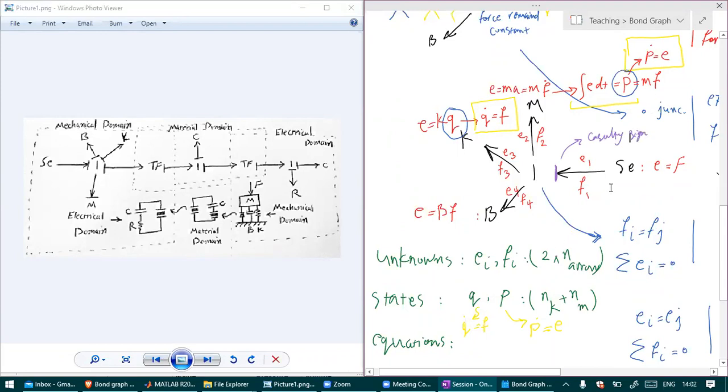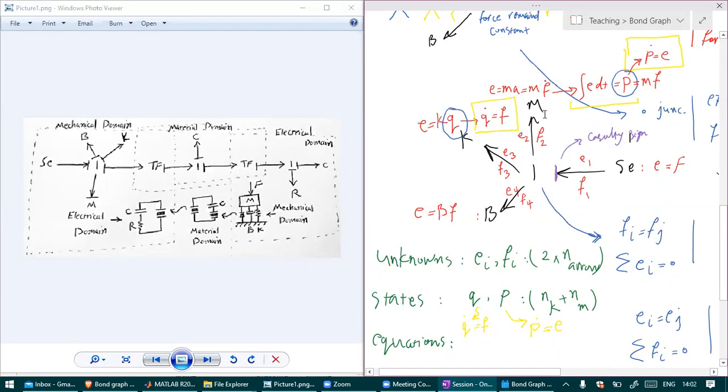Okay, so we know that source of effort defines the effort, so the causality sign goes the other side of the arrow, and a source of flow defines flow, so the causality sign remains on the right side. Okay, remains in the side of the source of flow. Okay, what about the other elements in the system?